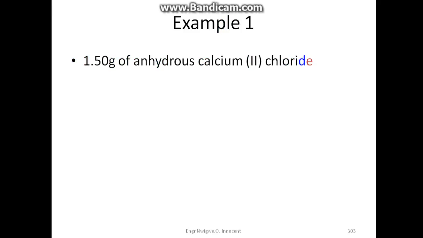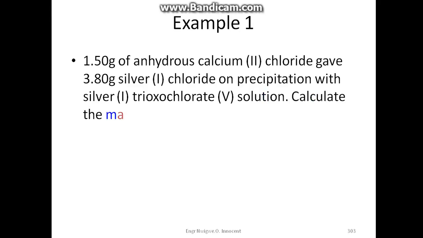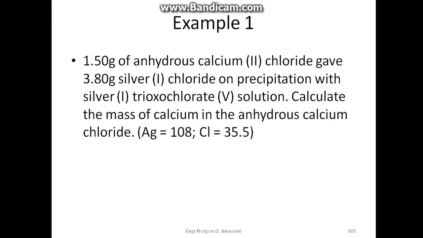Example 1. 1.50 grams of anhydrous calcium chloride gave 3.80 grams of silver chloride on precipitation with silver nitrate solution. Calculate the mass of calcium in the anhydrous chloride, given the molar mass of silver is 108 and that of chlorine is 35.5.